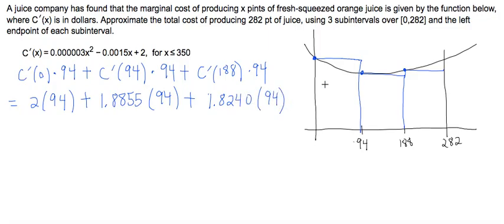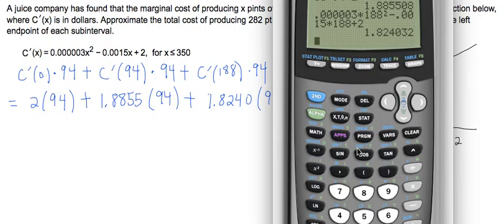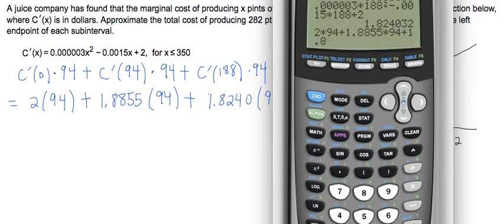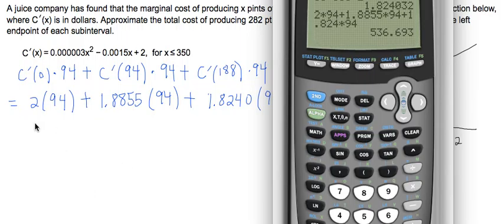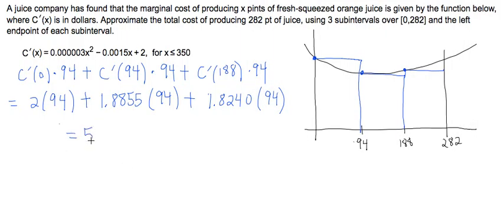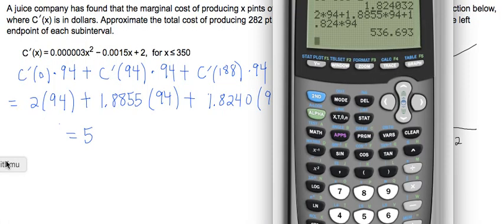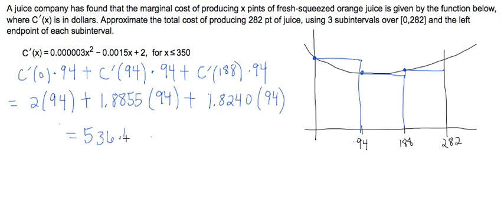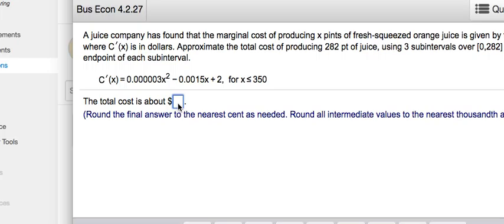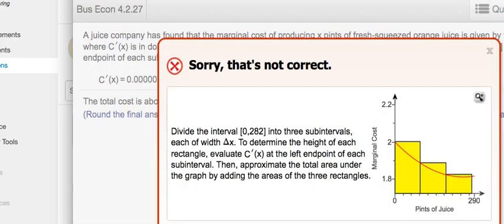Times 94. So we'll approximate that number: 2 times 94 plus 1.8855 times 94 plus 1.8240 times 94 comes to 536.693. We're going to say 536.693. Okay, let's try entering that in. 536.693 would round to the nearest cent.